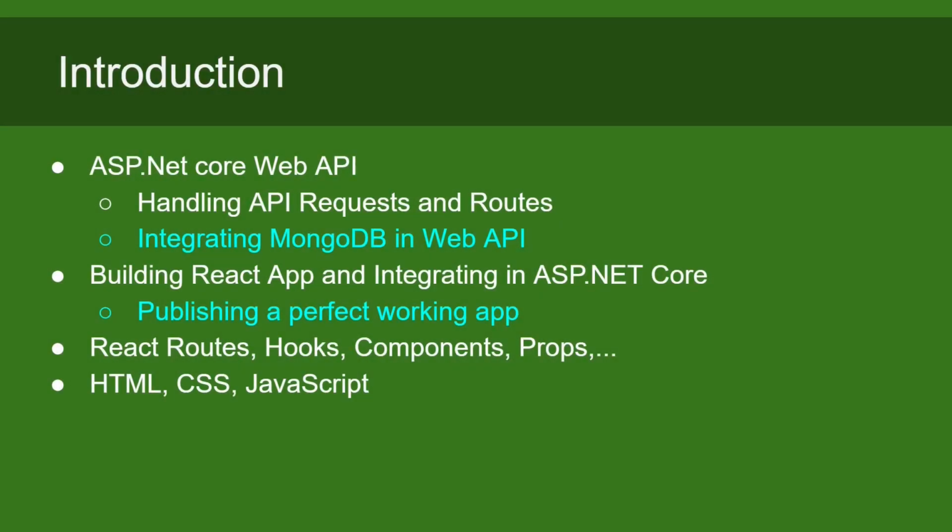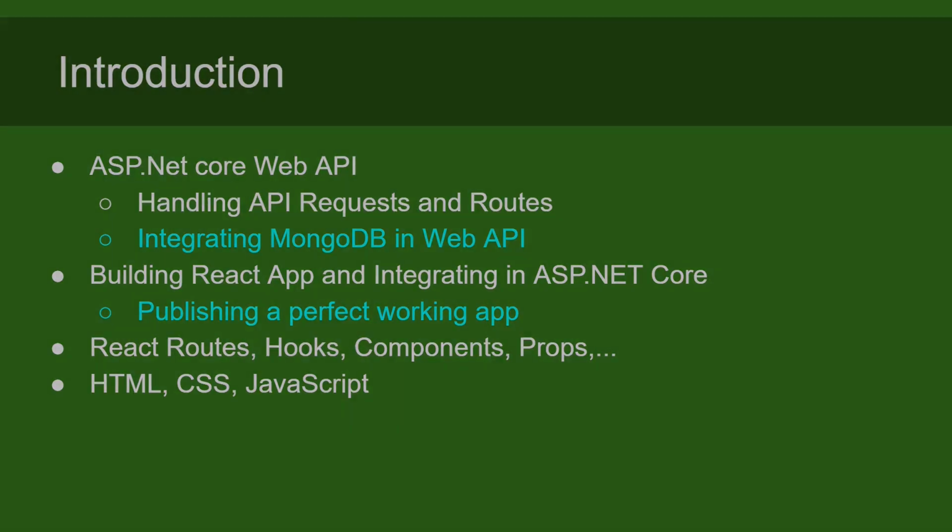Introduction. In this course, you learn ASP.NET Core, Web API, handling API requests and routes, integrating MongoDB in Web API, building a React app and integrating it in ASP.NET Core, and finally publishing the app so that you can host it anywhere you want. Of course, you also will learn React routers, React hooks, React components, React props, HTML, CSS, JavaScript, and many more. We have a lot to cover, so let us jump to the code.